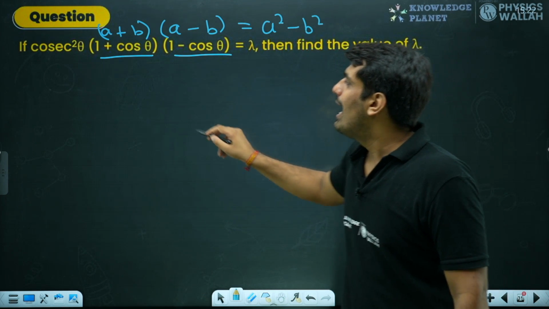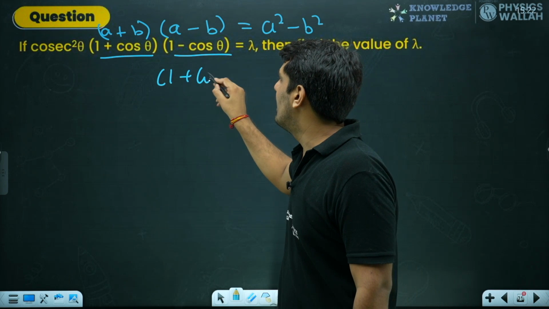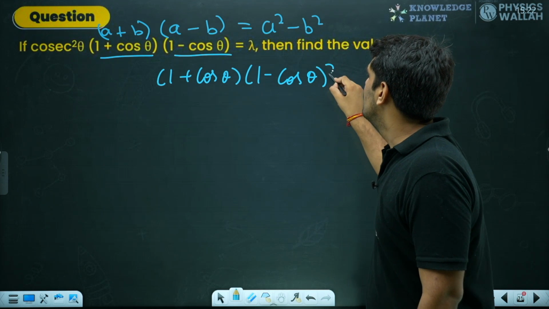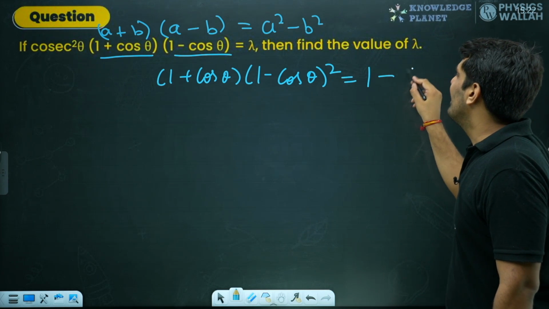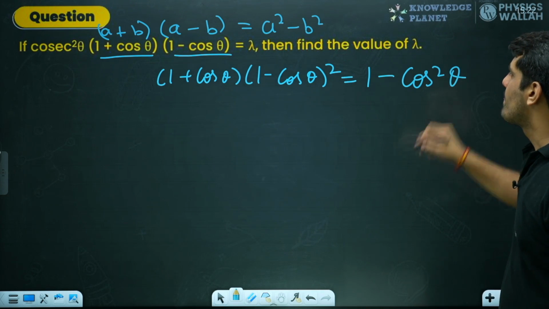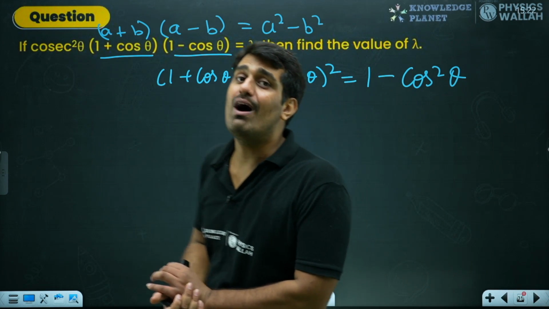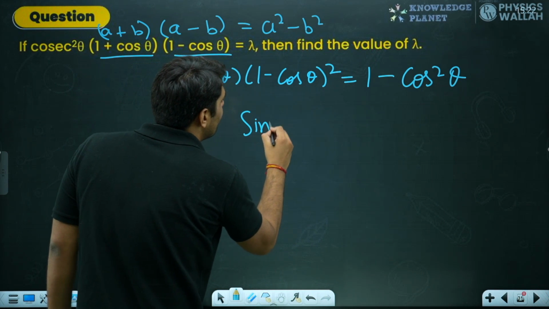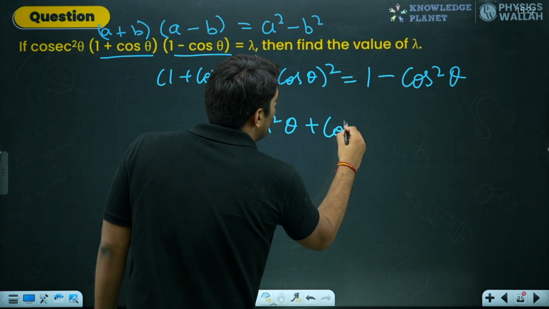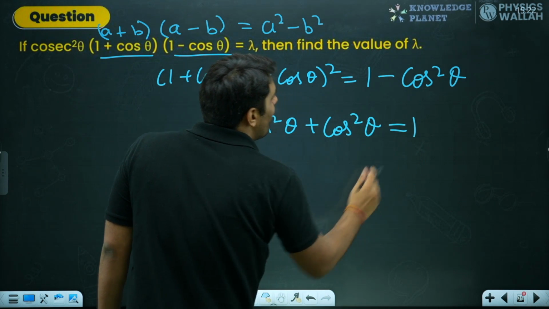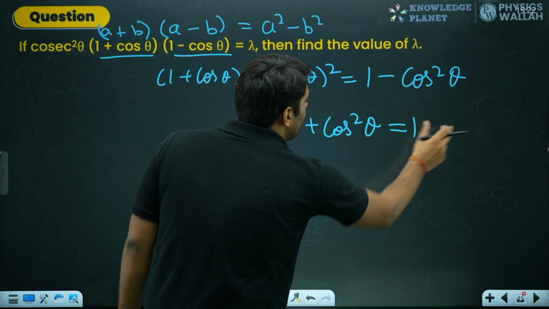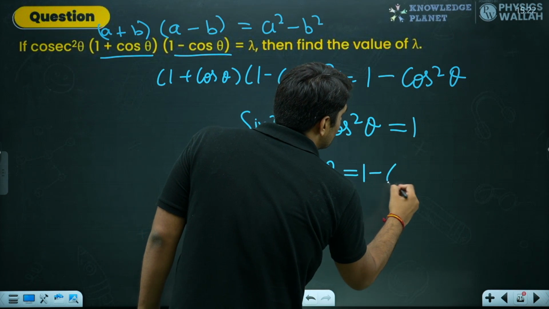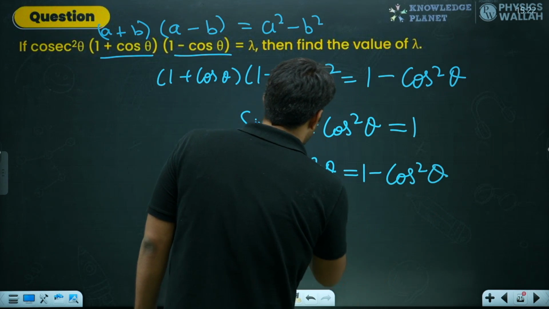So from here, I know that 1 plus cos theta into 1 minus cos theta can be written as nothing but 1 minus cos square theta. Observe 1 minus cos square theta. It is again nothing but, if you observe, sin square theta plus cos square theta equals 1. So if I transfer this cos square theta to the other side, it reduces to sin square theta equals 1 minus cos square theta.